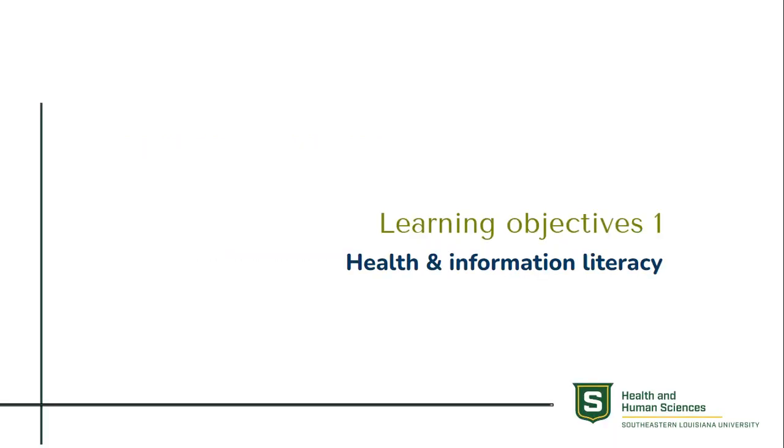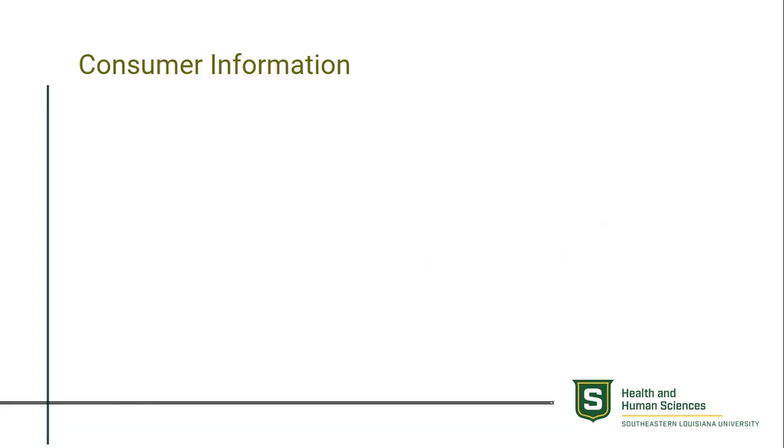So we're going to start with the first learning objective, where we're going to talk about health and information literacy. Especially in the 21st century, there's a lot of information available online over the internet. Patients, or people generally, go online to find out information about what's going on with their health, what's going on with the health of their family. There are a lot of health consumers seeking information online.